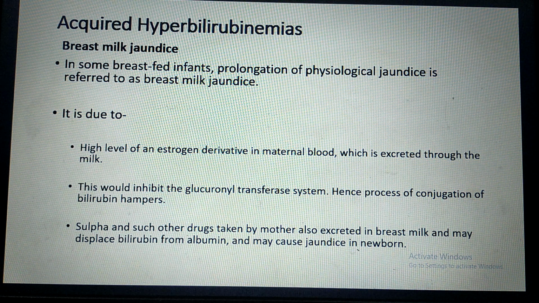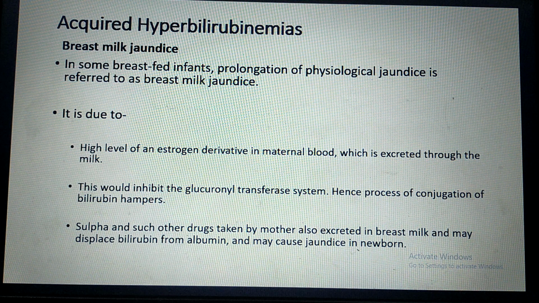These estrogen derivatives are excreted into the milk, and from the milk they enter into the fetal circulation, the fetal body. In the fetal body, when these estrogen derivatives reach, they inhibit the enzyme glucuronyl transferase in the fetus. Therefore, the process of conjugation of bilirubin is hampered, and so the excretion of bilirubin occurs at a slower rate.